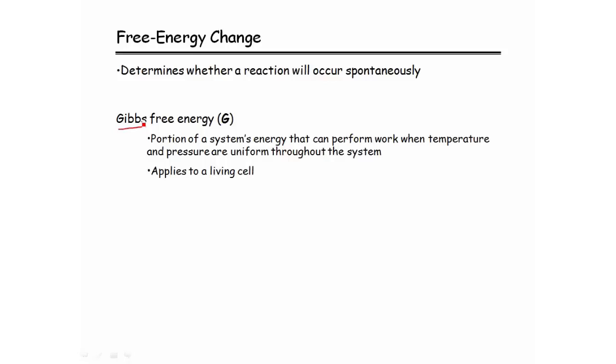This Gibbs free energy is the portion of a system's energy that can perform work when the temperature and the pressure are uniform throughout the system. In other words, this is basically chemical energy. It does certainly apply to a living cell. And if we look up here, the free energy change is represented by a triangle or a delta, which is a Greek symbol, and then the free energy change. So we're going to be talking about a delta G.